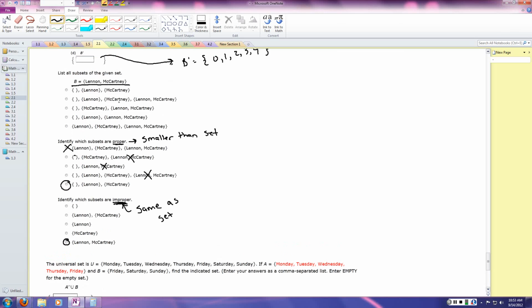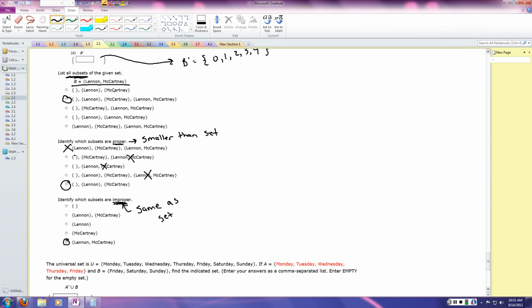So then if you want to list all possible subsets, then you're going to have the empty set, just a set of Lennon, just a set of McCarthy, and then Lennon and McCarthy together. So 1, 2, 3, 4. There's 4. So the correct answer here would be this one.